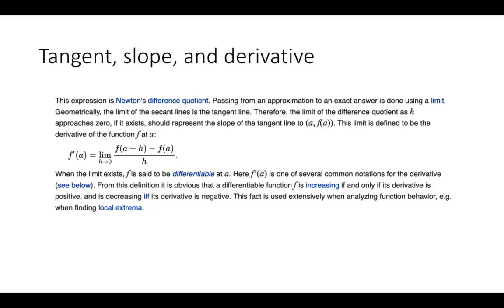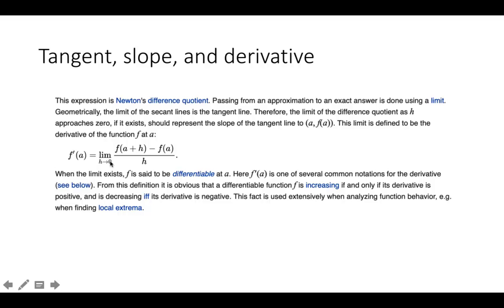Okay, this expression is called Newton's difference quotient. Passing from an approximation to an exact answer, in other words, passing from an m, a slope defined between 2 points on a secant line, to an actual derivative, is accomplished by using a limit. So what this notation means, if it's been a while since you've seen this, is that we're basically going to let h approach 0.